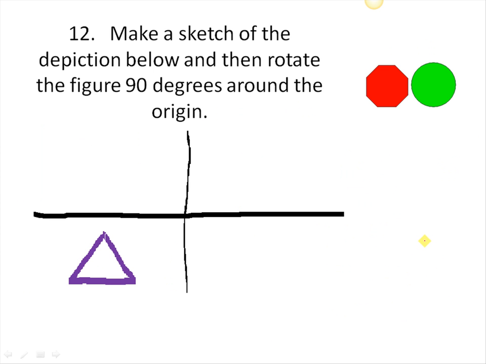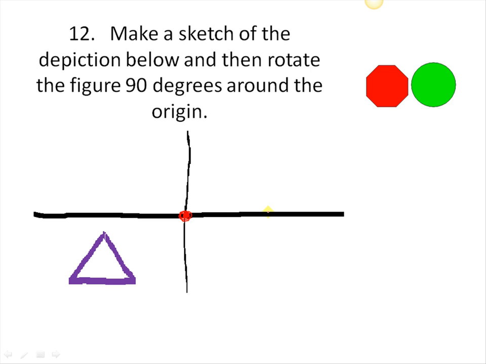All right, number 12. Make a sketch of the depiction below, and then rotate the figure 90 degrees around the origin. Click on the stop sign. Okay, what does this mean? Well, the origin, that's just where x and y are 0, and x, y, and z are 0. So this is the origin, and a 90-degree rotation.